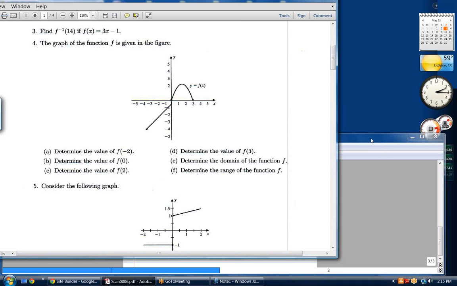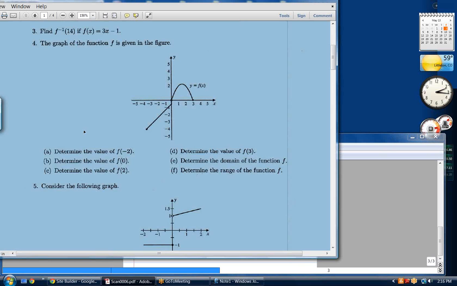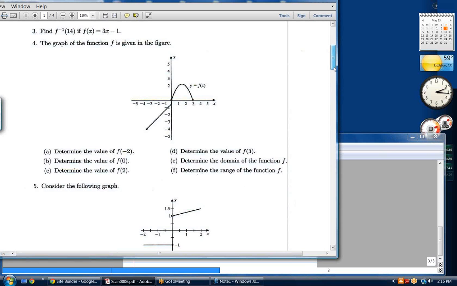In other words, the range is negative 4 bracket to negative 1/2 bracket, in union with parenthesis 0, because it can be 0 at this point over here, comma 2 bracket. So everything's bracket. Okay. All right.